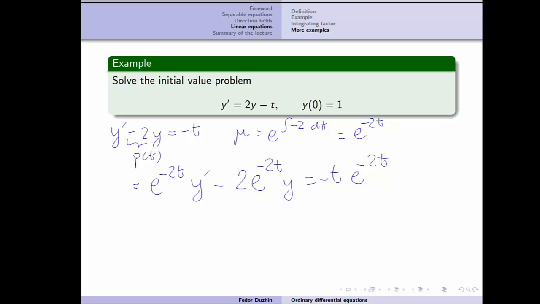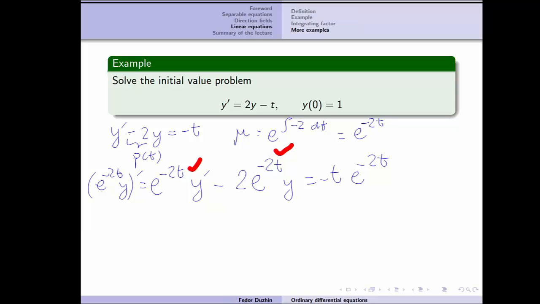And then, as the method suggests, this should be the derivative of the product e to the minus 2t times y. So is it true? Well, I think you can easily check that if we differentiate e to the minus 2t times y, then we are going to get e to the minus 2t times y prime, which is this, plus the derivative of e to the minus 2t, which is minus 2 e to the minus 2t times y, correct. So this is true. So it was just a little verification. So indeed we didn't make a mistake.